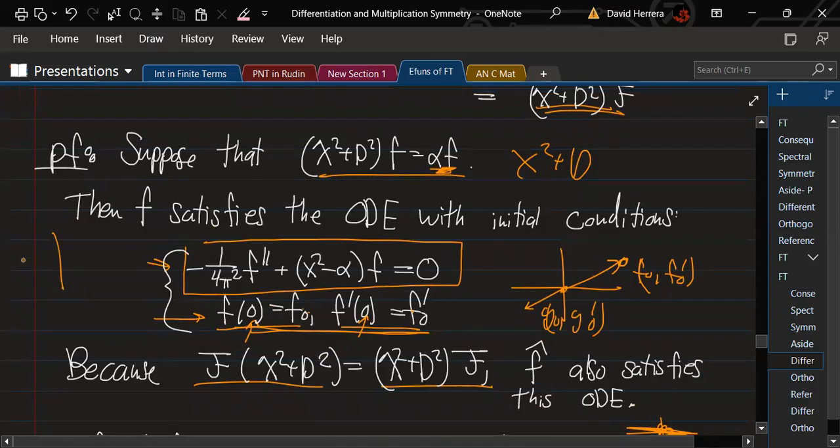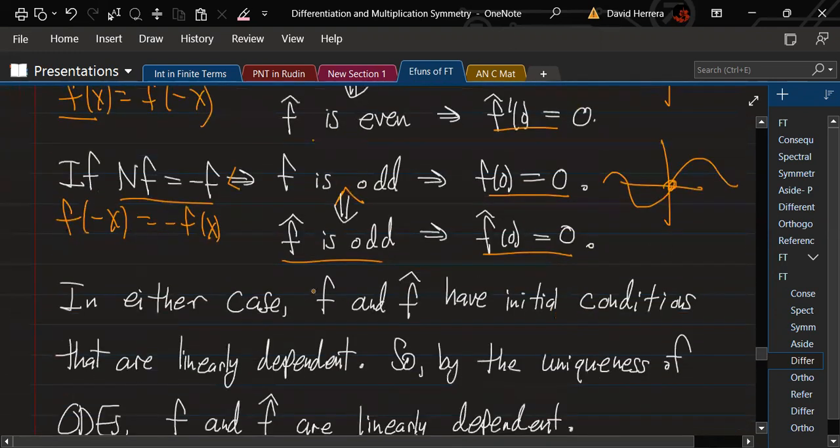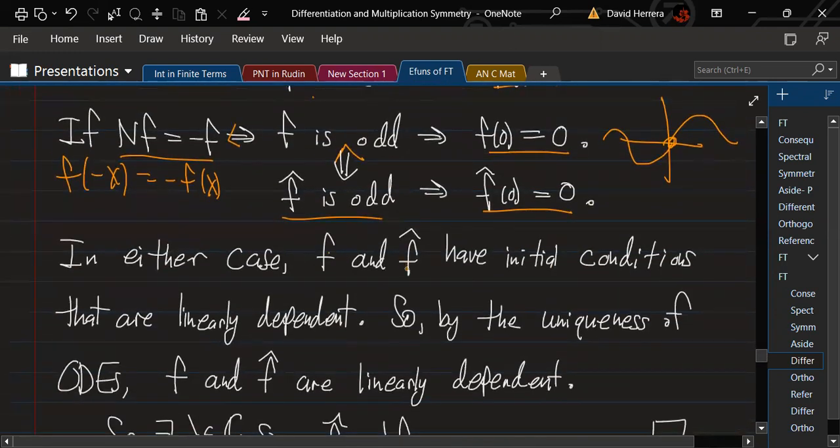So the picture looks like my initial condition is here and here. They're both lying on the same line. Or one is 0 and then the other is 0. They all lie on the same line as far as linear independence is concerned. So what we see is that f and f hat, based off being an eigenfunction of N, have initial conditions that are linearly dependent. So by the uniqueness of ODEs, f and f hat are linearly dependent.